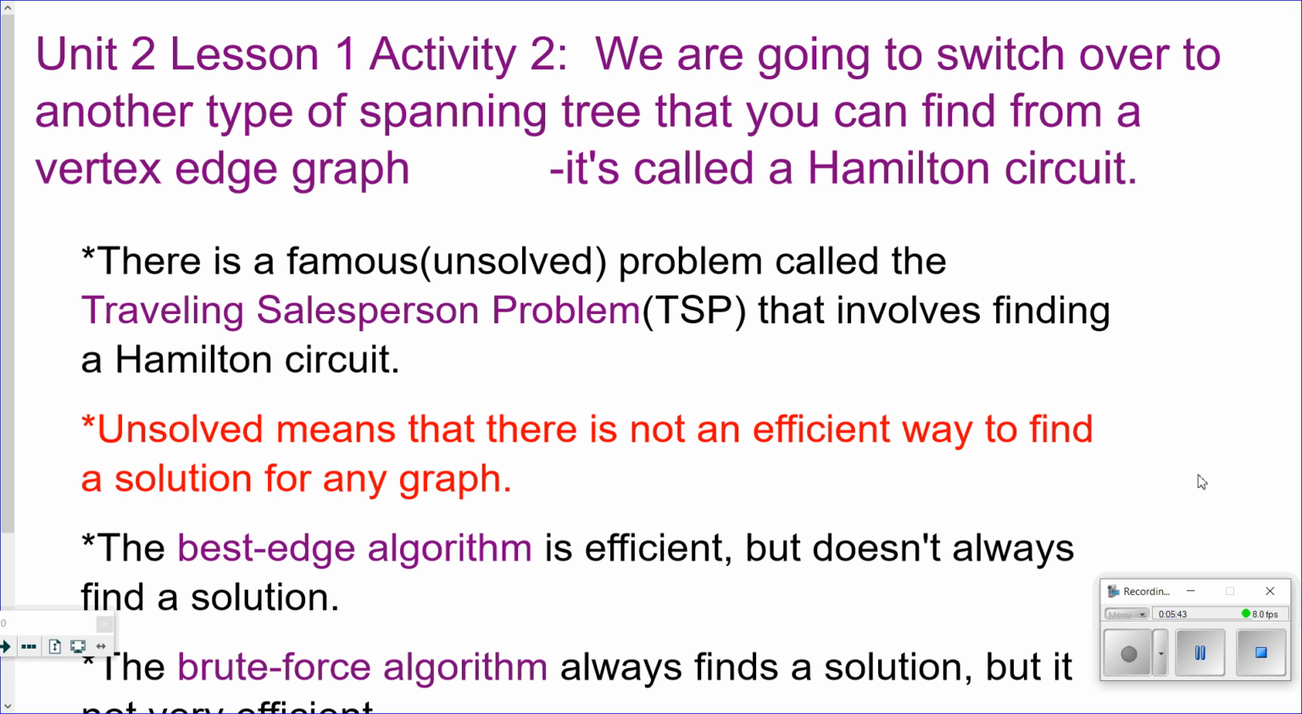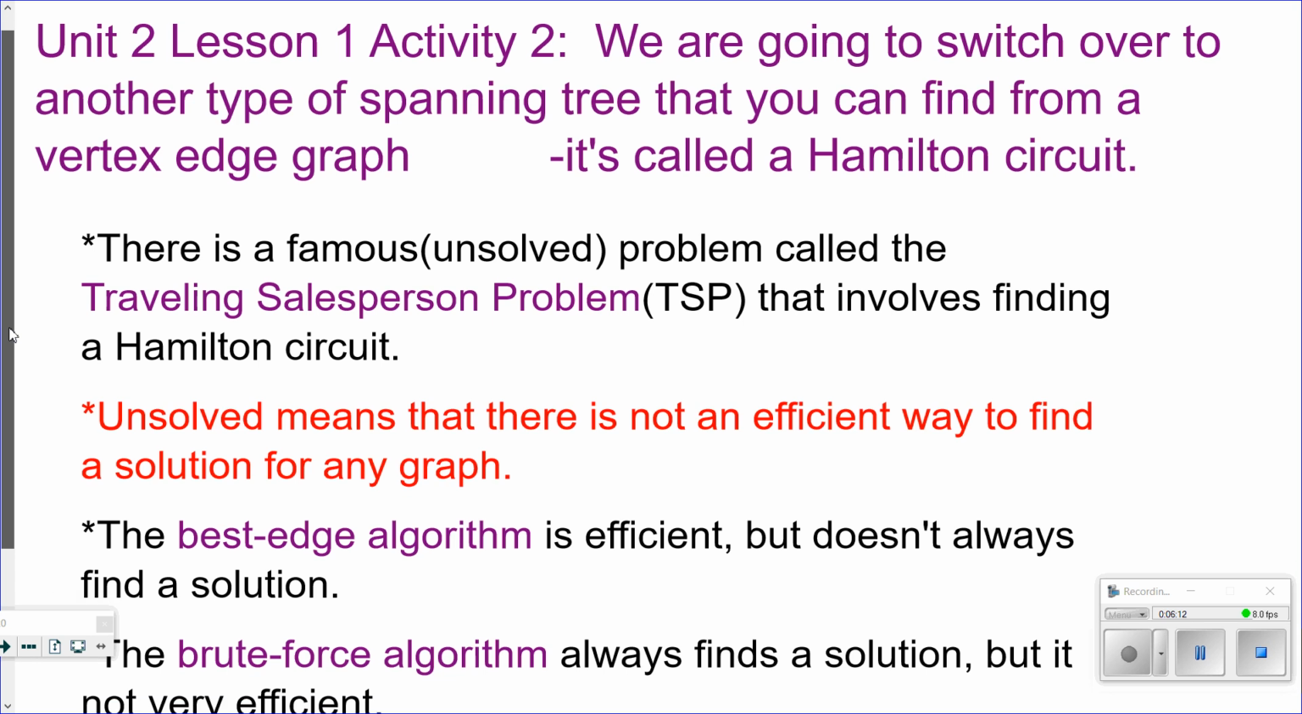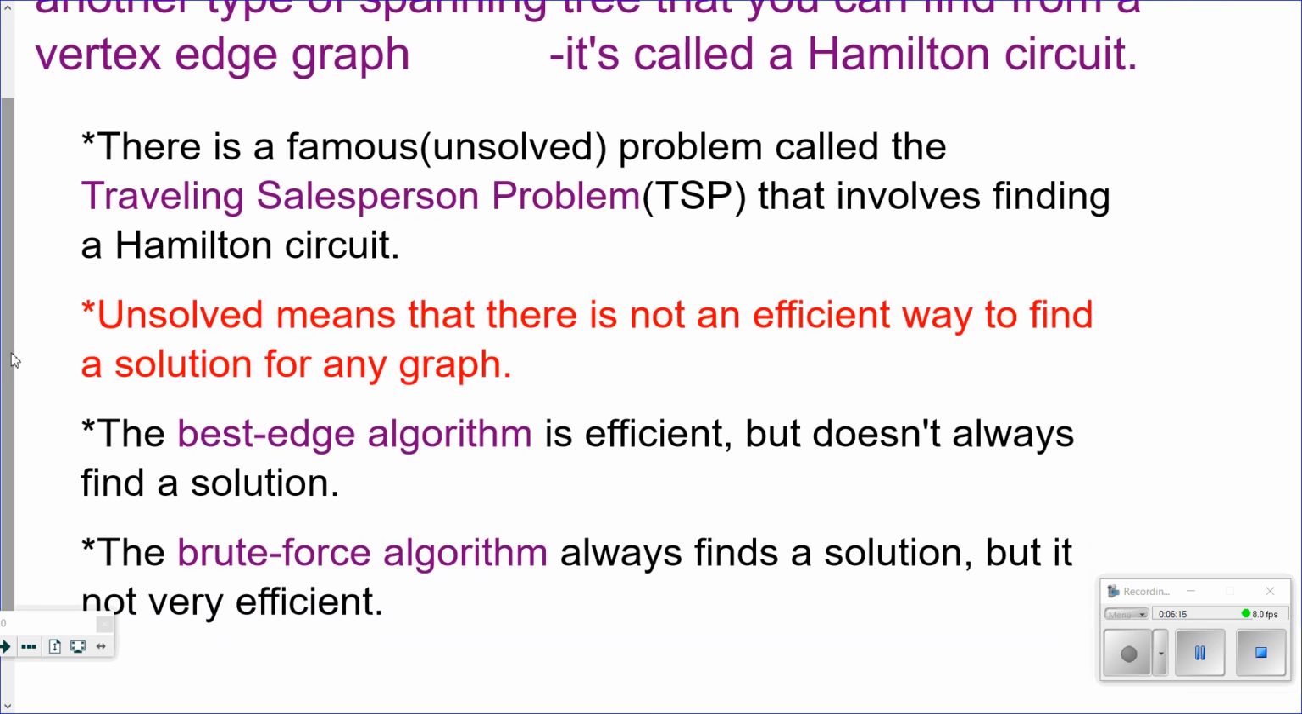So just a couple things about a Hamilton circuit I wanted you to be aware of. Hamilton circuits are used to solve a famous problem called the traveling salesperson problem, referred to as TSP. And it's actually an unsolved problem. What that means is that there is not an efficient way to find a solution for any graph. So basically, sometimes it turns into trial and error because there's not really a set process.